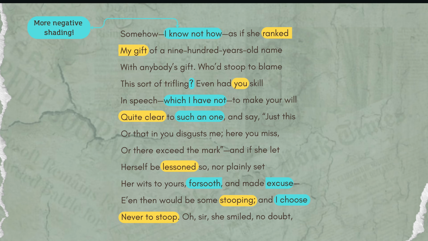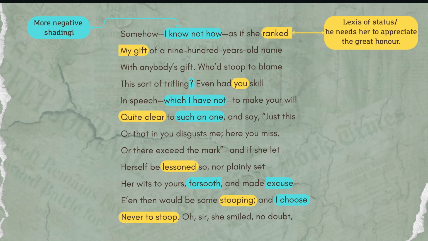As if she ranked my gift. So again, we've got this Lexis of status. She has to appreciate the great honour that he's doing him, his rank, and she isn't ranking it, his gift, high enough. Okay, so we've got this 900 years old name with anybody's gift. And then we start to think about this stooping. Who'd stoop to blame this sort of trifling rhetorical question? He doesn't require an answer. He already knows what he thinks.